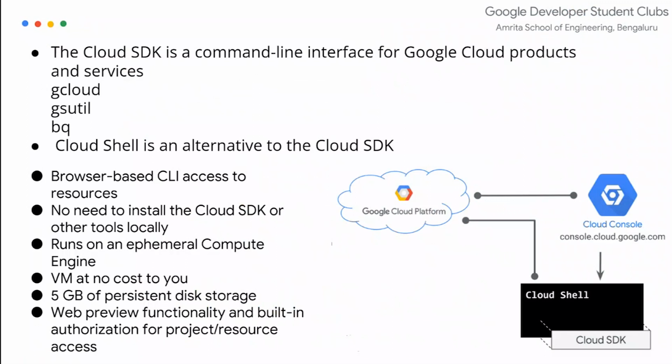The next way of interaction is Google Cloud SDK. It's a command line interface for Google Cloud products. You would have probably used this. We generally use tools like Vim to access this. It gives browser-based CLI access to resources. There is no need to install the Cloud SDK on your system; you can use whichever is given in the GUI. It has 5 GB of persistent disk storage.